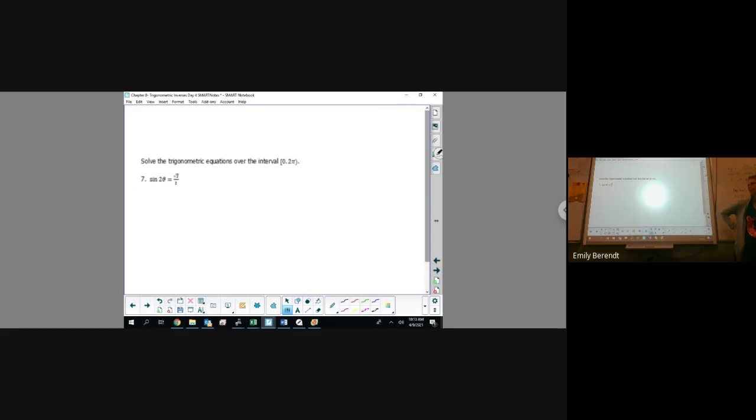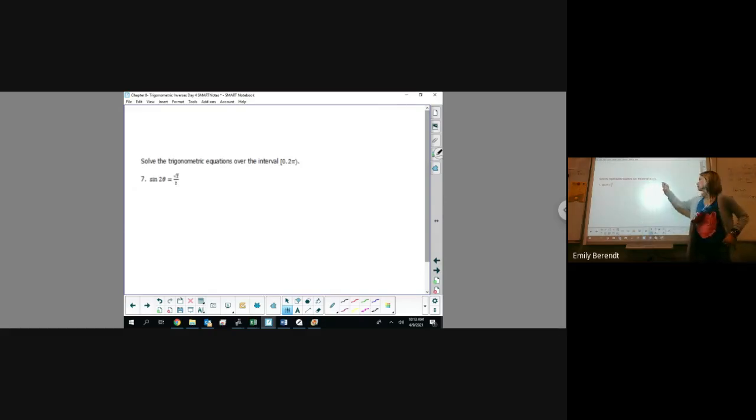All right. Solve the trig equations over the interval 0 to 2 pi. So we're switching gears. We're done with the calculator. Put that to the side. I've got 4 steps we'll write out for you. That way you can go back and reference them if you need to, and for the people who aren't here, they can have them written down as well.